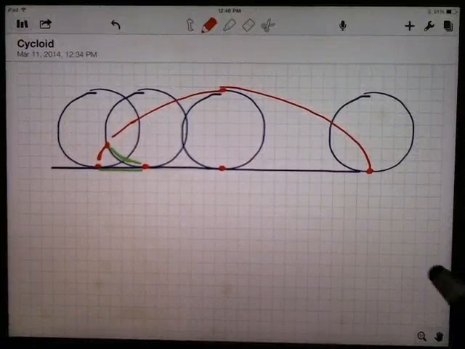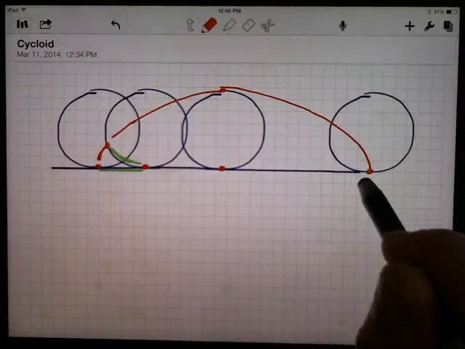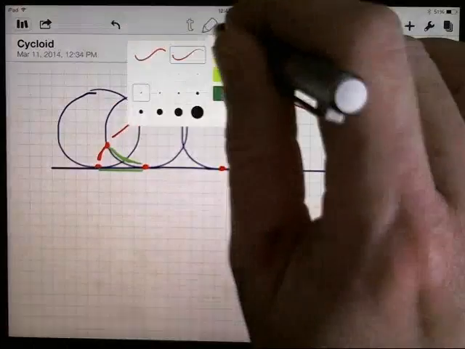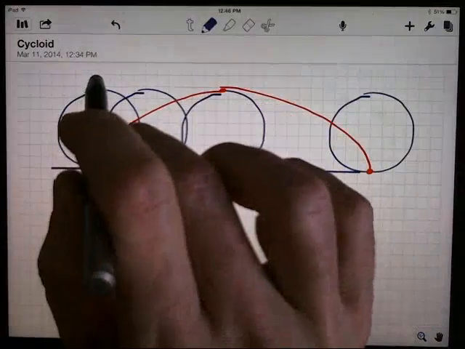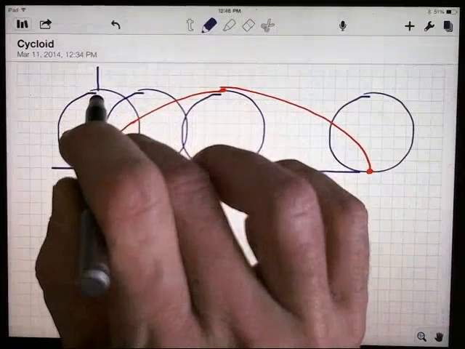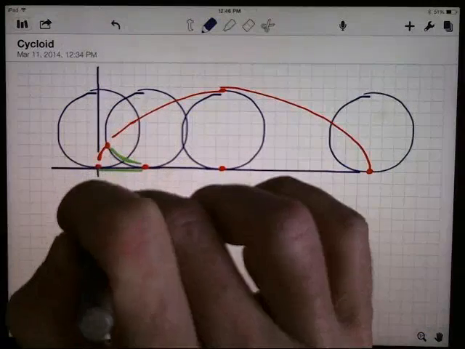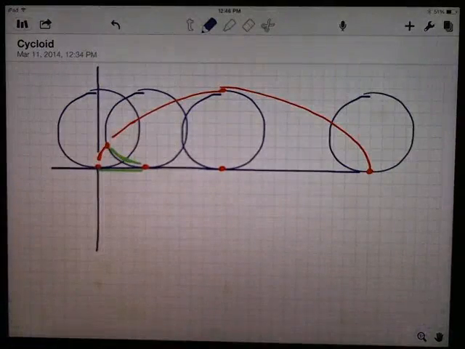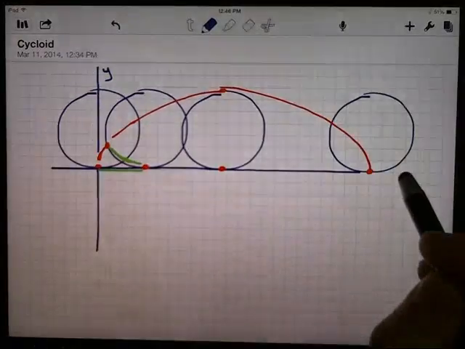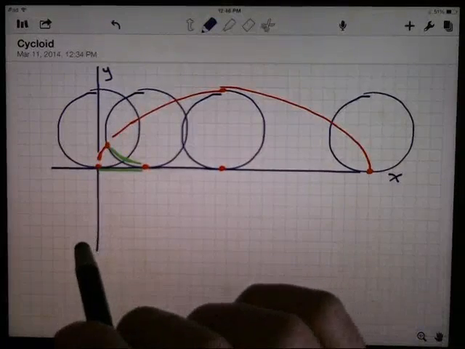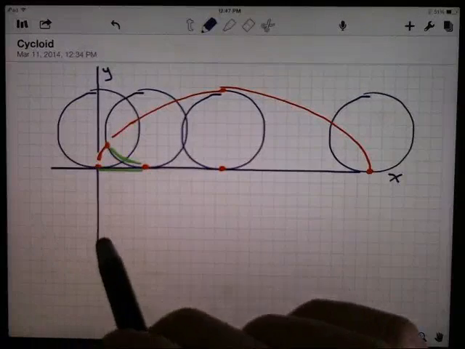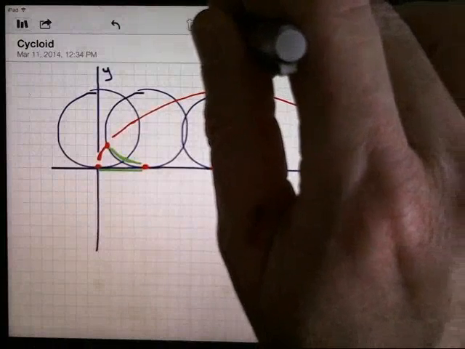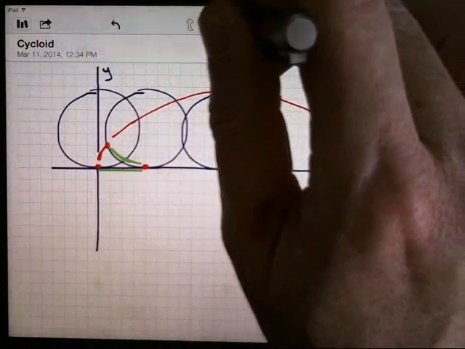I want to find parametric equations for this curve. Okay, I'm going to put my coordinate system in here. I've already got what I would consider the x-axis. And then the y-axis I'm going to put right through here. That's my y-axis. This is my x-axis. I need a parameter, and the parameter that I'm going to use is the angle that this thing's rotated through.